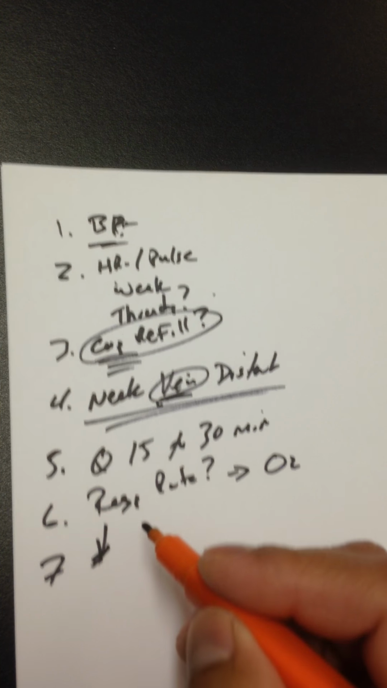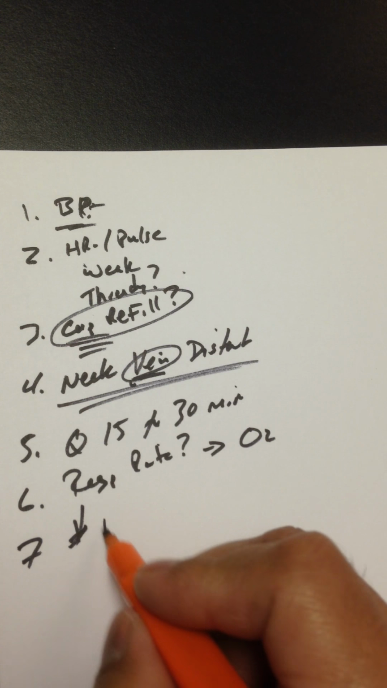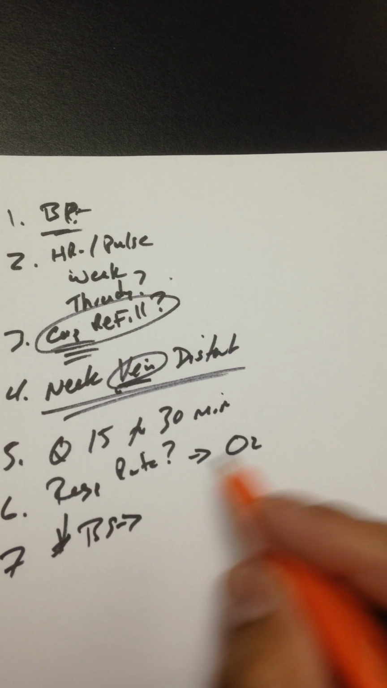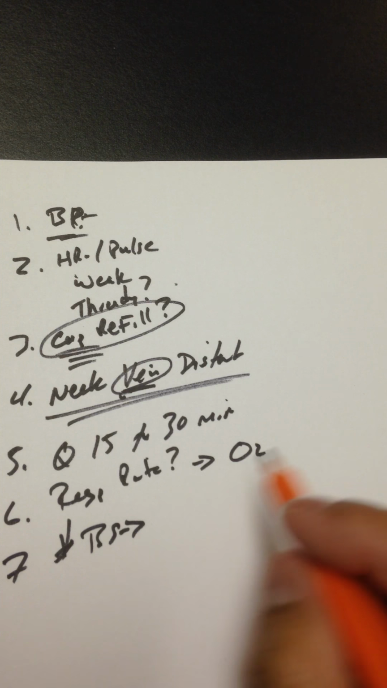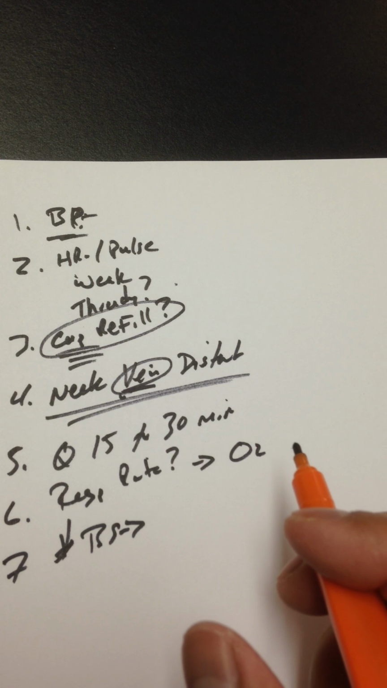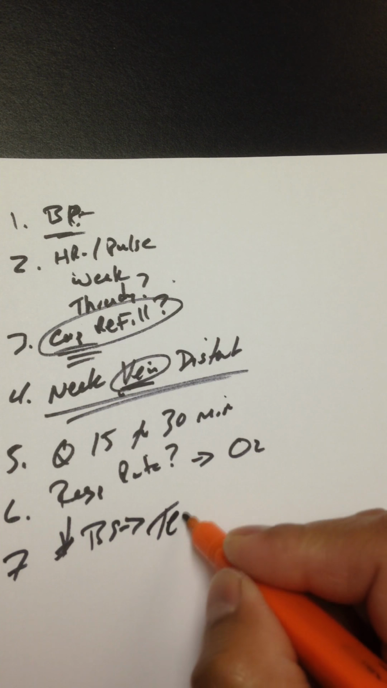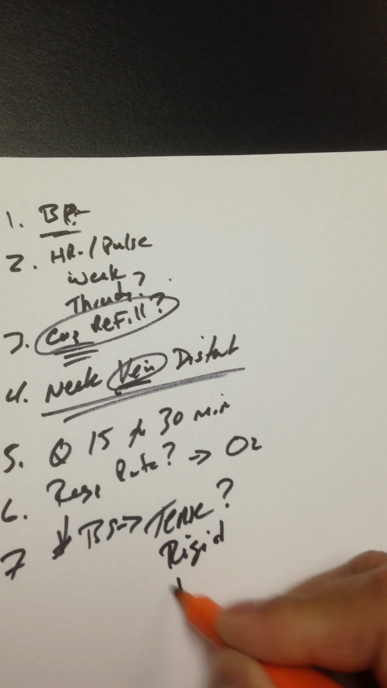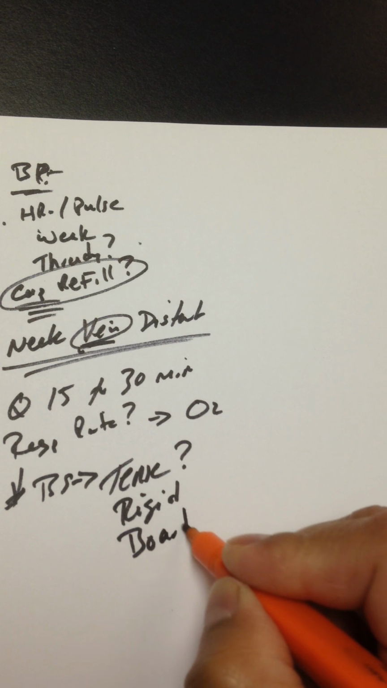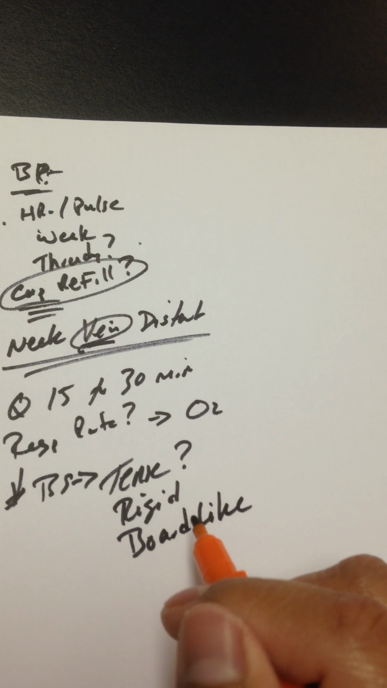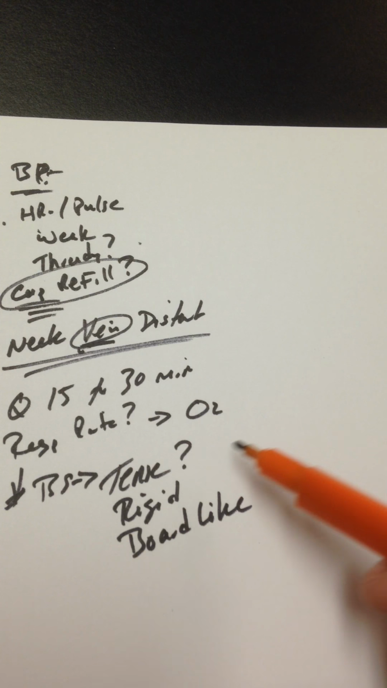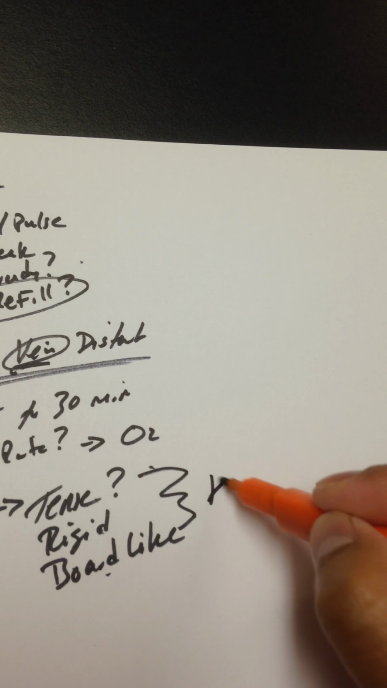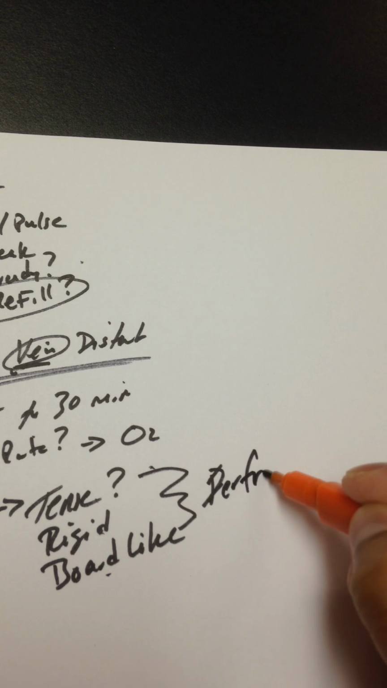And this is a biggie, make sure you know this for the NCLEX. When you assess their bowel sounds, are there bowel sounds? Are they hypoactive? Are they hyperactive? When you touch that abdomen, is it tense? Is it rigid? Is it board-like? Because again, if it is tense, rigid, and board-like, that may indicate some type of perforation.